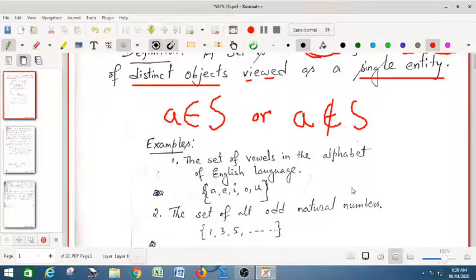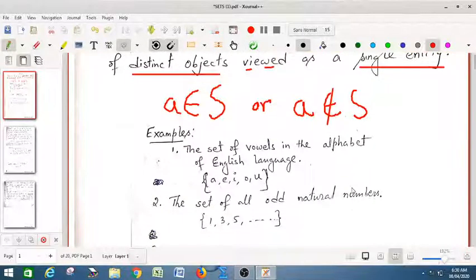Let us have some examples for clear understanding. The set of vowels in the alphabet of the English language: A, E, I, O, U. Look at that, all the elements are distinct and they are put inside the curly brackets, and this entire thing is a single entity, called the vowels. So we'll name the set as V. We will use a capital letter for naming the set. You can count these, so this is finite.